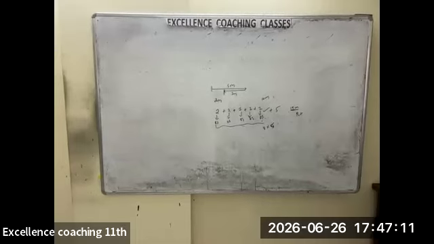Can displacement be greater than distance traveled? No. So this option is incorrect. Last option: displacement can be 0, but distance may be greater than 0. That is also correct. So option C is the correct answer.